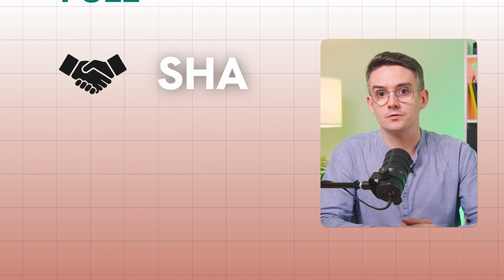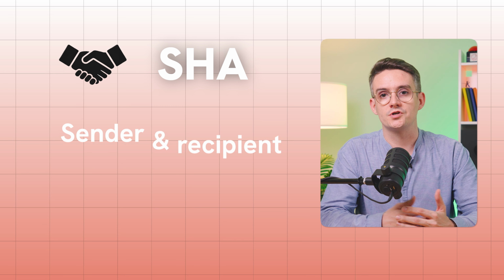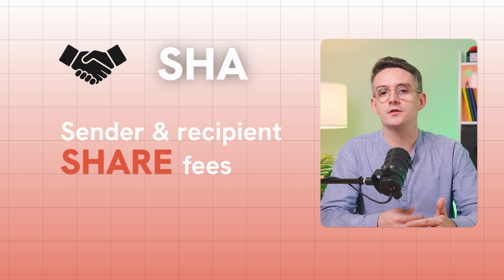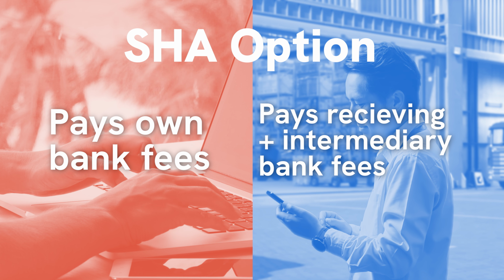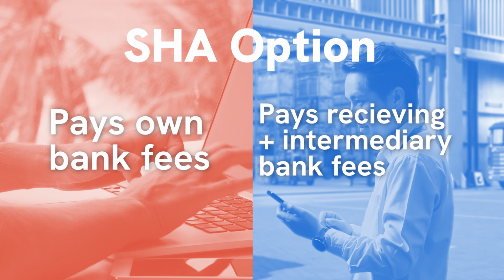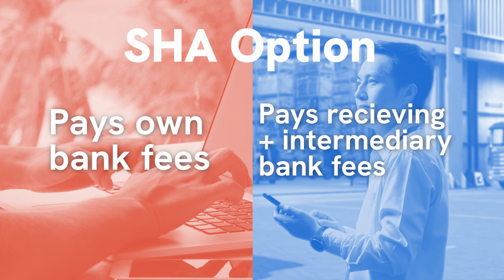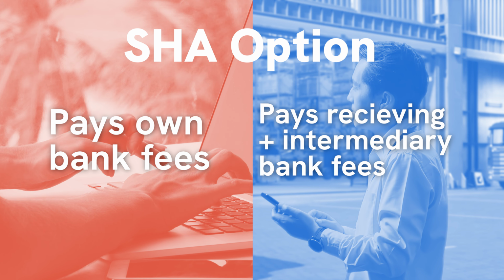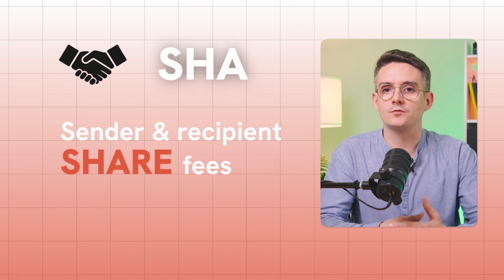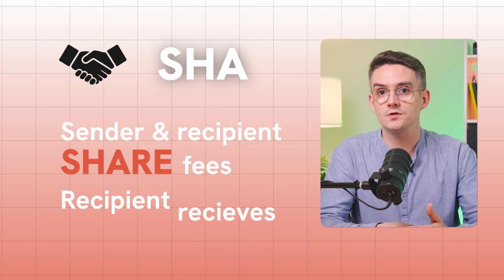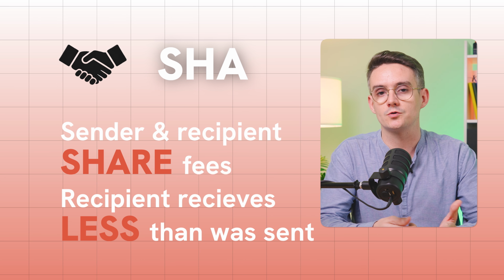Next is the SHA option, which stands for shared costs. With SHA, the fees are split between the sender and the recipient. The sender pays their own bank fees, which are usually around $15 to $30. The recipient then pays the receiving bank and intermediary bank fees. These fees are often deducted from the transfer itself, which means the recipient ends up receiving less than the amount originally sent.